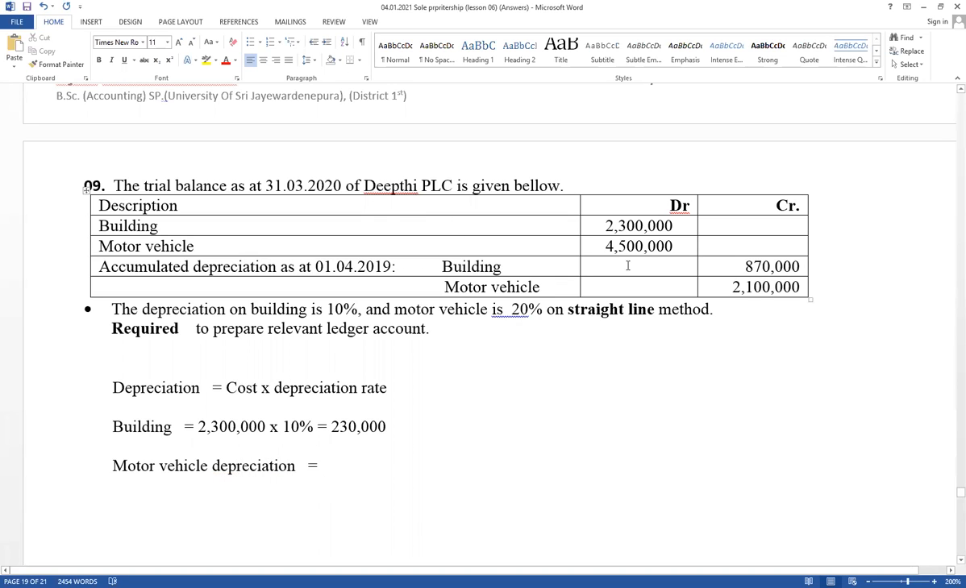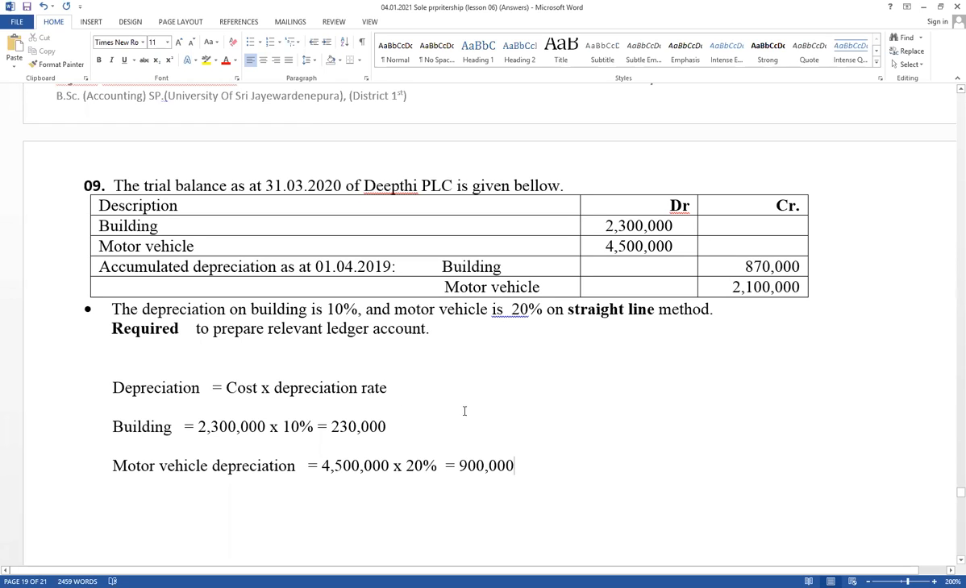Motor vehicle cost value equals 4.5 million. The depreciation rate given is 20% on a straight line basis. Therefore, the total annual depreciation equals 900,000. Now think about the double entry. If it had been given as the reducing balance method, we would use cost minus accumulated depreciation, but this is a straight line basis, based on cost value multiplied by the percentage.